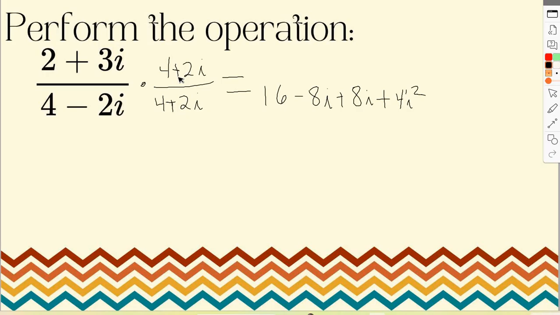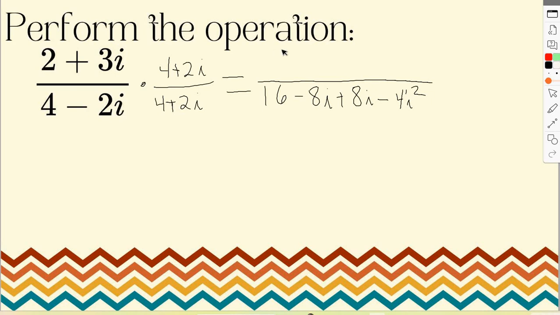So notice now if I have 4 times 4, that gives me 16. 4 times a positive 2i, that's where the 8i comes from. And then the -2i times 4 is where -8i comes from. But now when we multiply together -2i times +2i, this becomes -4i squared. Okay. So then, what do we get when we multiply the top?